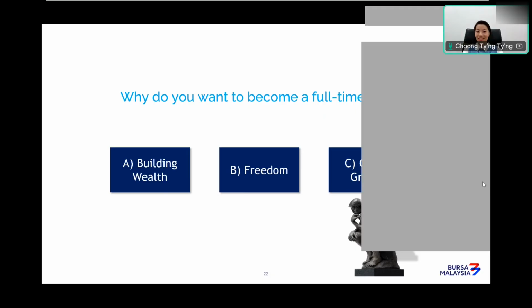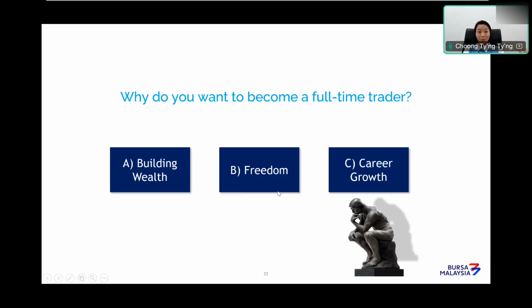Let me see. At first glance, I would say the majority chose B, some C, some A, but majority B. Okay, let me answer the option that the majority of you have chosen, which is freedom. I just want to highlight that this freedom is not as great as you think. Compared to being employed in a full-time job, you might actually have more freedom. If you're a full-time trader, a lot of things will occupy your time, and the freedom that you think of might not be the freedom that you are expecting. So I would say that freedom as a full-time trader is quite limited. In subsequent topics, I will explain this particular part.